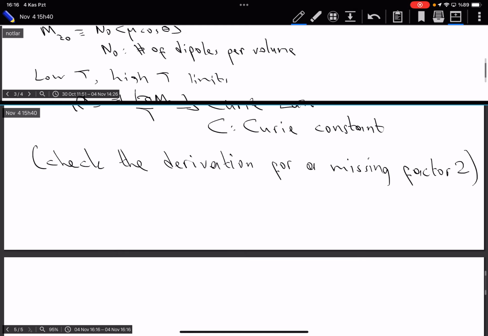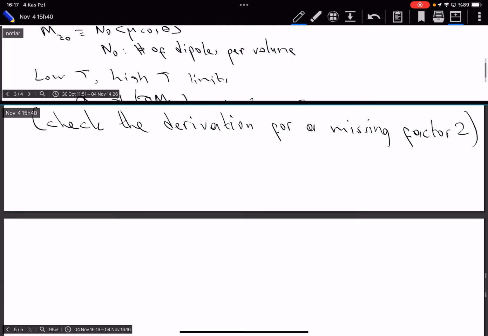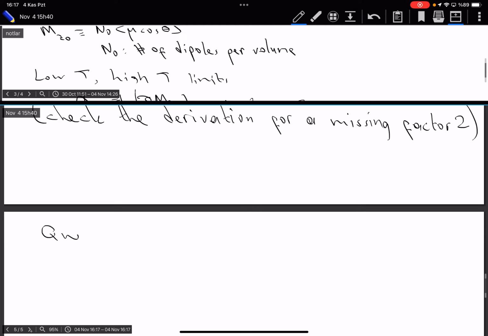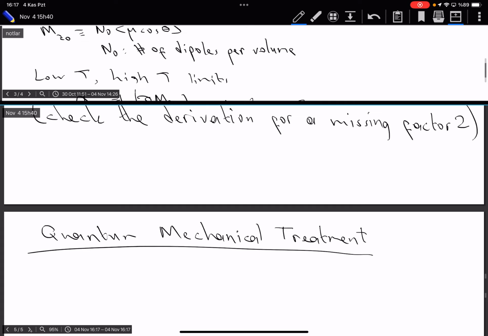Now, if you note, this was the classical treatment. So we have a magnetic dipole, which can have any orientation that you like. We just summed over all possible orientations and obtained a classical result. Now, let's also look at the same problem from a quantum mechanical perspective. Let's just imagine electrons in a magnetic field.